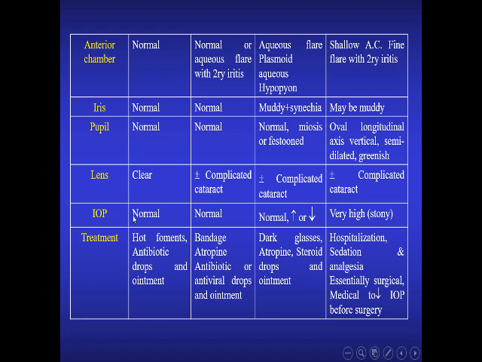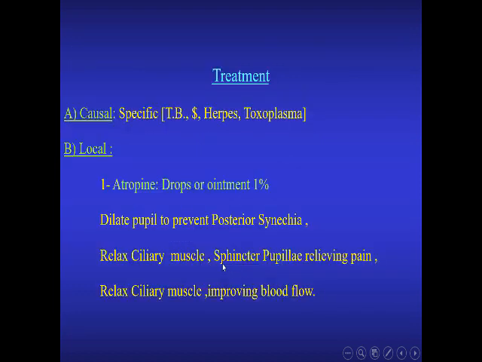The IOP is very high in acute congestive glaucoma, while in other cases it may be normal, and in acute iridocyclitis it is either normal, high, or hypotonic. How to treat a case of acute iridocyclitis? You should start with a specific treatment in case of a specific etiology such as TB, syphilis, herpetic, or toxoplasma.